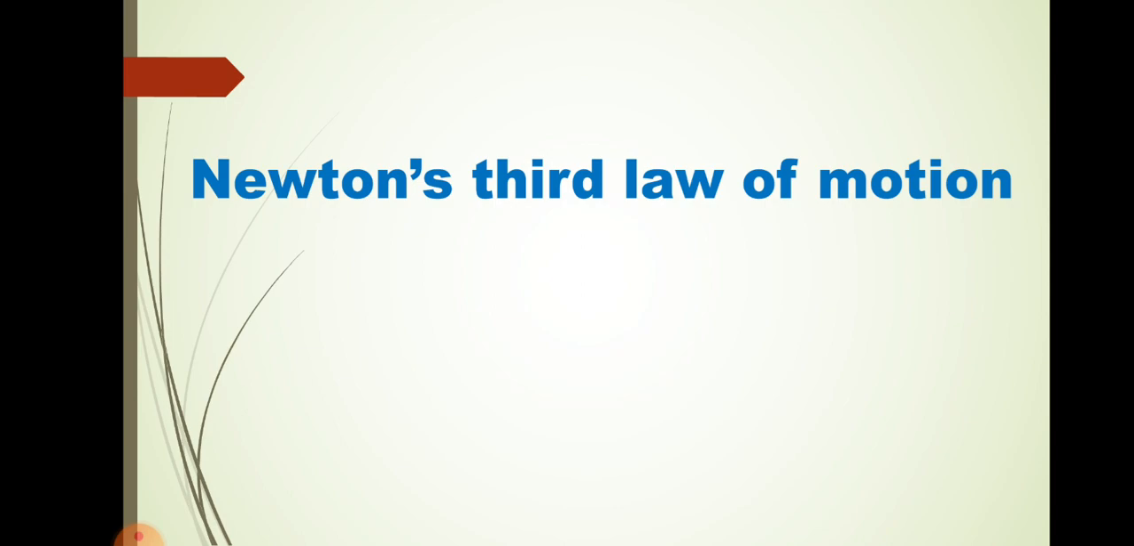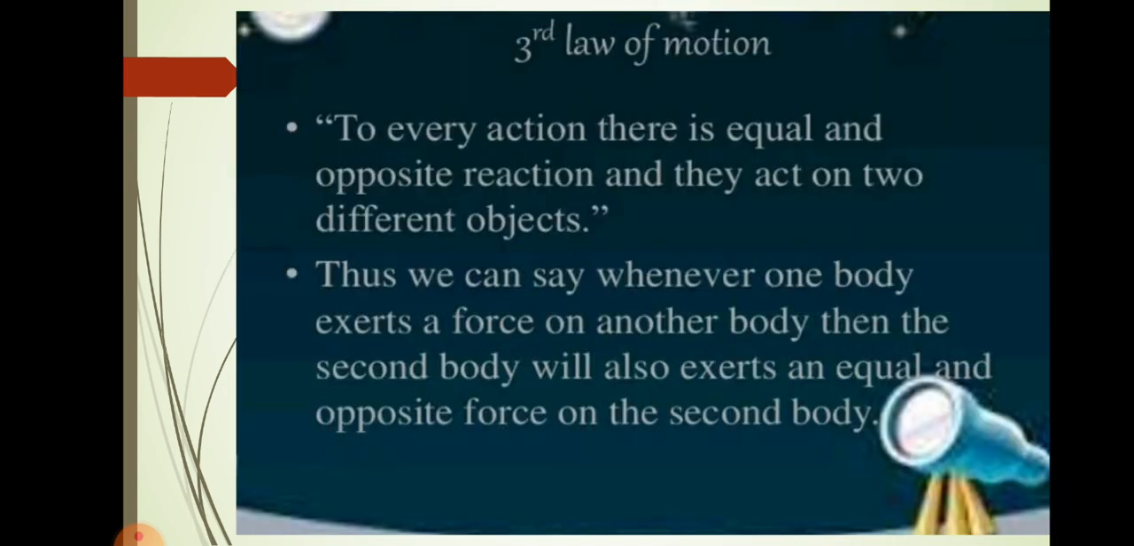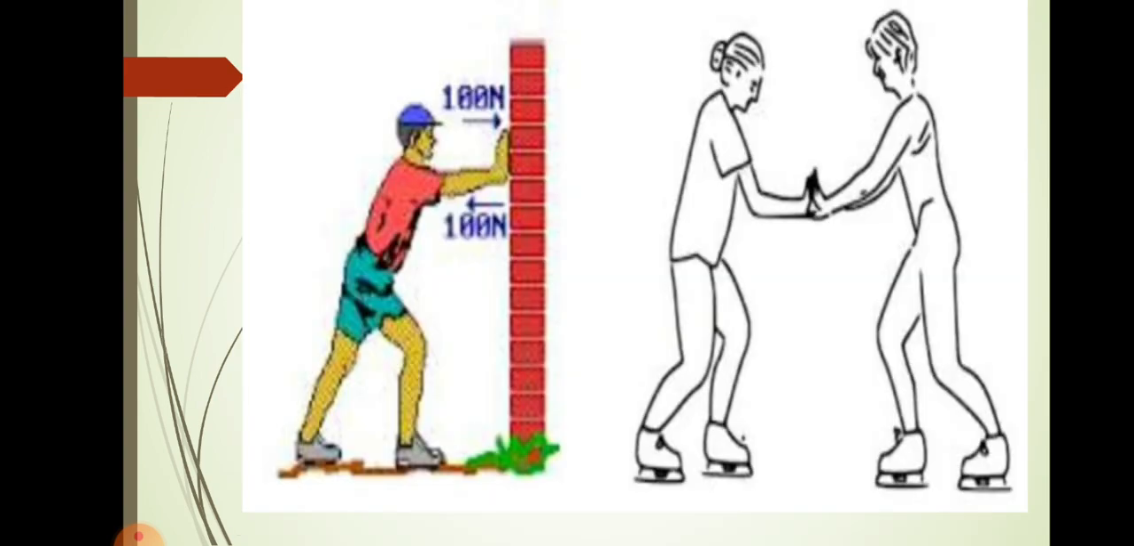In easy language we can say it as: every action has an equal and opposite reaction, and they act on two different objects. Thus we can say whenever one body exerts a force on another body, then the second body will also exert an equal and opposite force on the first body. So this is the statement of Newton's third law of motion: every action has an equal and opposite reaction.